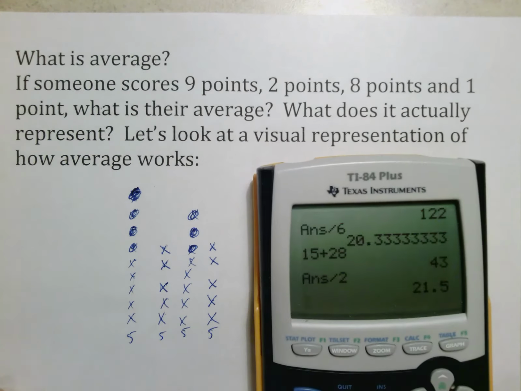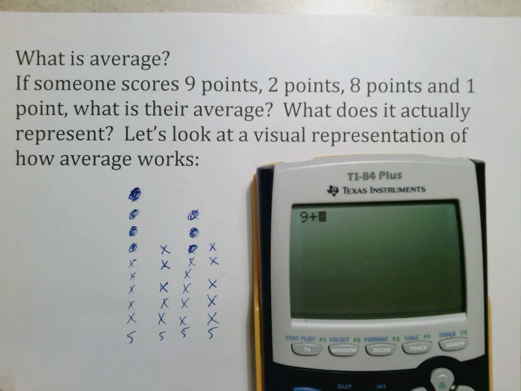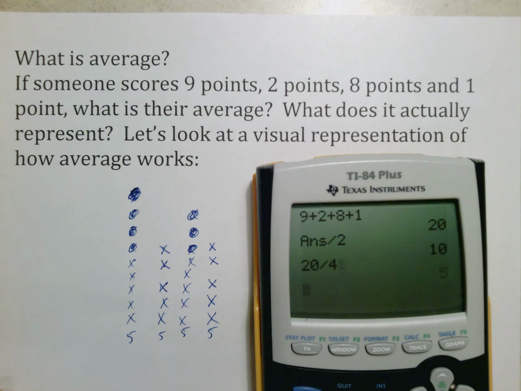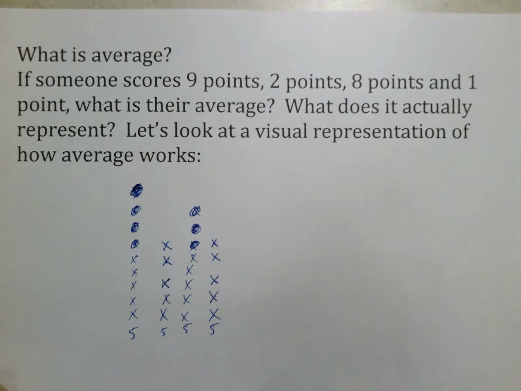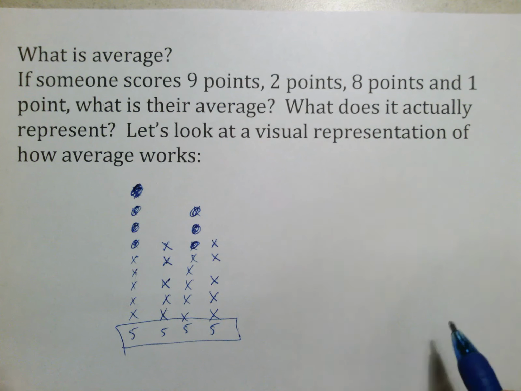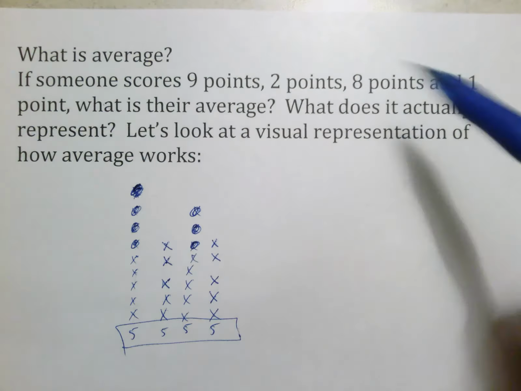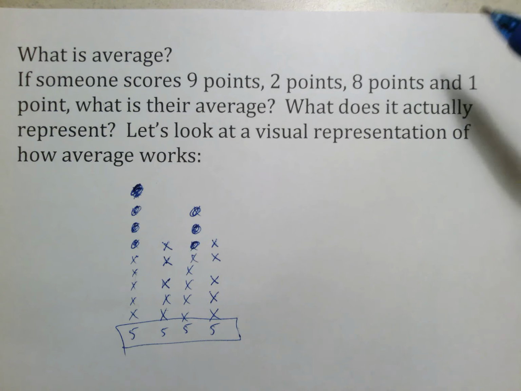If we worked out the average on our calculator, it's 9 plus 2 plus 8 plus 1 equals, divided by 4, and you get the average of 5. That is what average represents. What average is saying is, if you were to assume that based off of what they scored right now, what would you assume they will score in the next game?